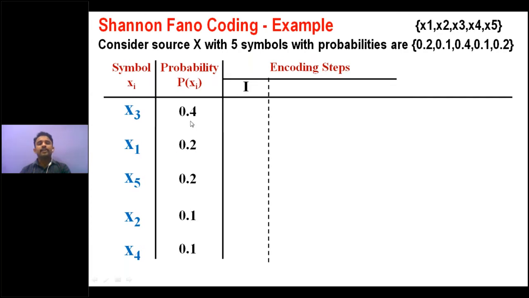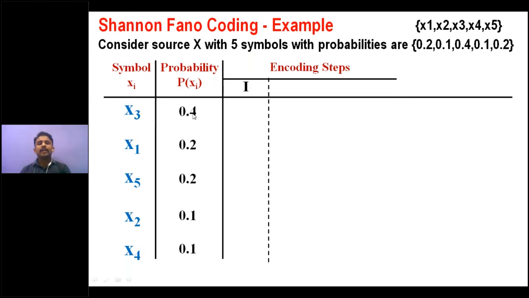Then immediately we can take another value which is nearest to the 50% division. Suppose I accumulate 0.4 plus 0.2, how much does it become? 0.6. So 0.6 is one part and the remaining 0.4 is the other part. So this is the only one possible, right? So why?